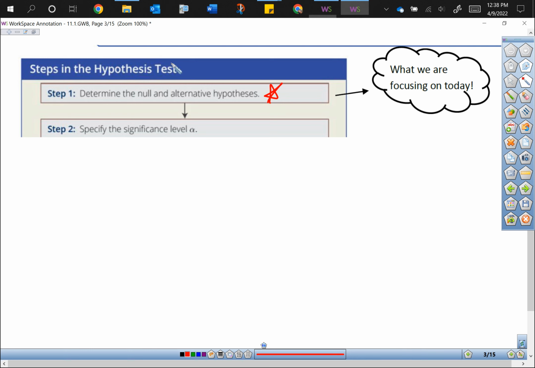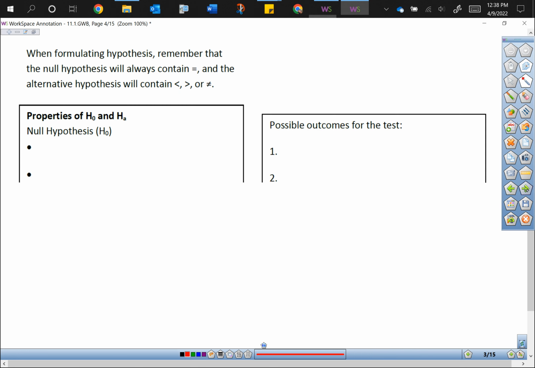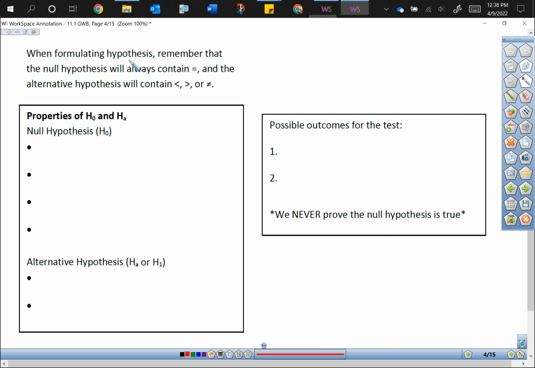This, in my opinion, can be the most confusing part, not the most difficult part, but the most confusing part, determining your null and alternative hypotheses. Okay? Now, these are new words to us, so let's talk about null and alternative hypotheses. First of all, when you're formulating a hypothesis, the null hypothesis is always going to contain an equal sign. The alternative hypothesis is going to contain one of these: either less than, greater than, or not equal to. So we have different properties about the null hypothesis and alternative hypothesis.